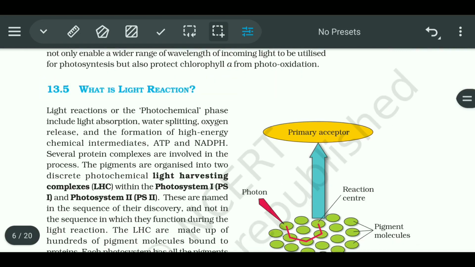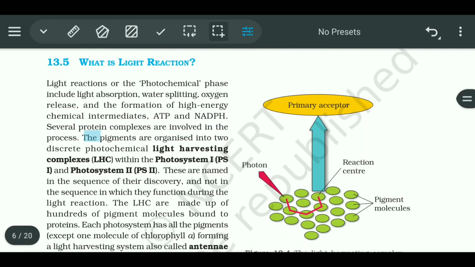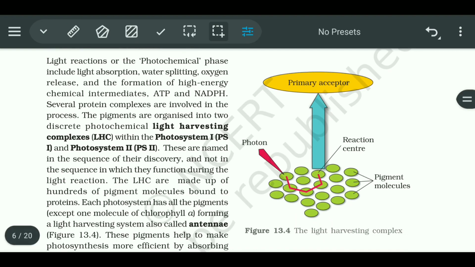13.5. What is light reaction? Light reaction, or the photochemical phase, includes light absorption, water splitting, oxygen release, and the formation of high-energy chemical intermediates, ATP and NADPH. Several protein complexes are involved in the processes. The pigments are organized into two discrete photochemical light harvesting complexes (LHC) within Photosystem I and Photosystem II, that is PS I and PS II. These are named in the sequence of their discovery and not in the sequence in which they function during the light reaction.